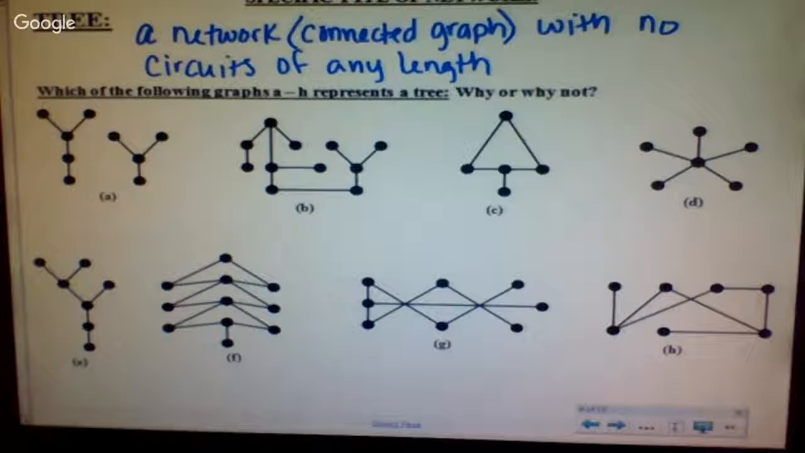Okay, so let's take a look at this. Look at graph A. Would you say that that is a tree or not? It's not a tree. Why is this not a tree? It's not connected. I've got 2 separate pieces. This is not a connected graph. You can't have 2 separate pieces.